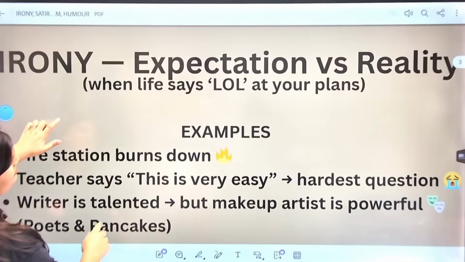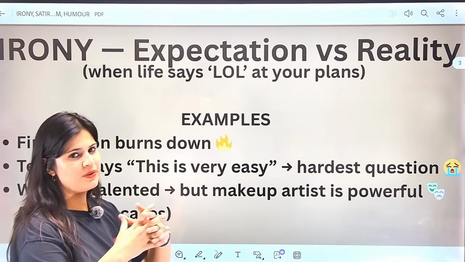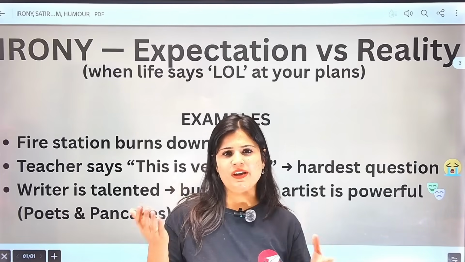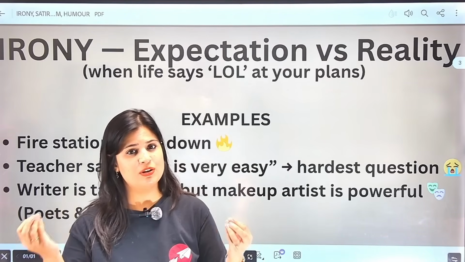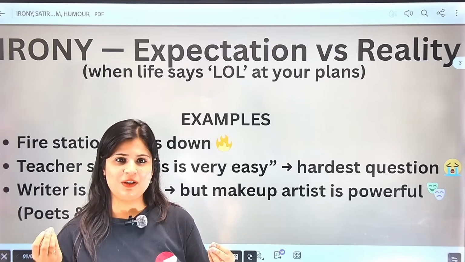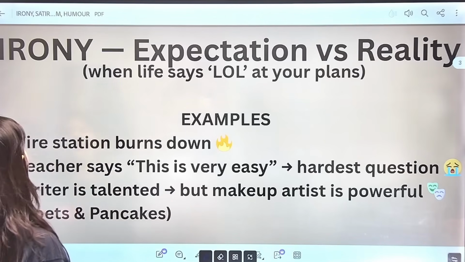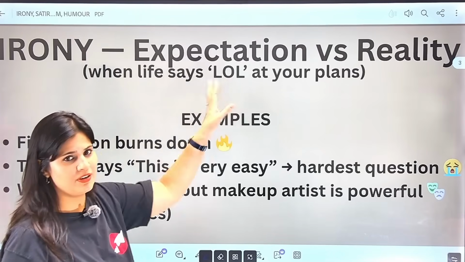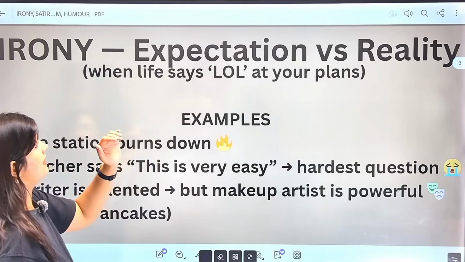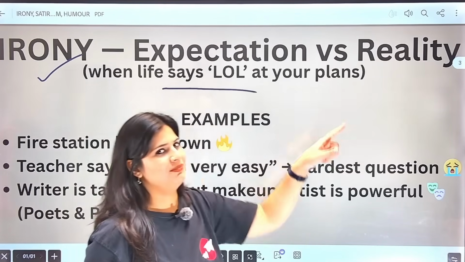So irony is a poetic device that you use when there is a contrast between the expectation and reality. Now imagine that you expected that your score would be 95 and wo aaya 35. So that is ironical. The result was ironical, right? So whenever you have this huge gap, huge contrast between expectation and reality, irony is the poetic device that you can use. So basically, irony is when life says lol at your plans.